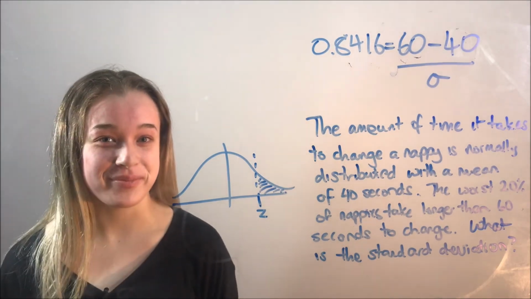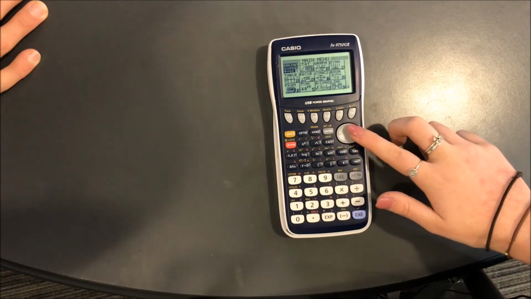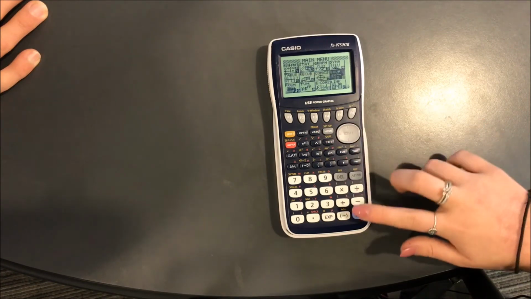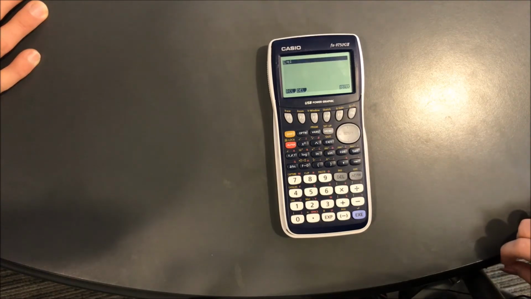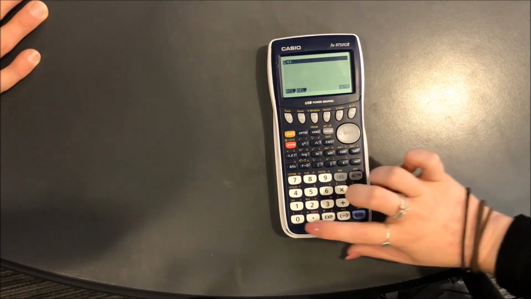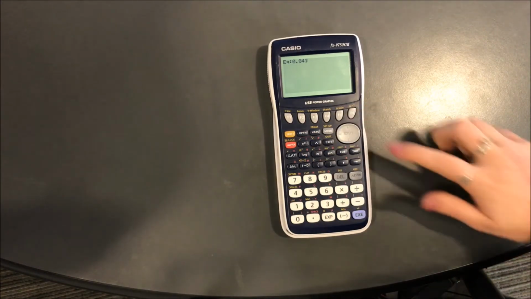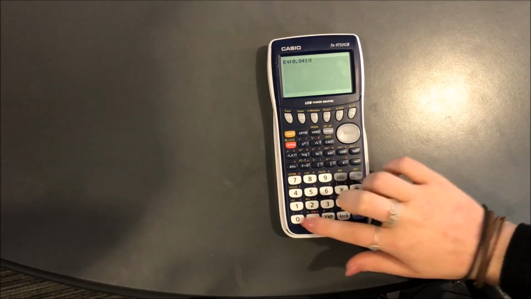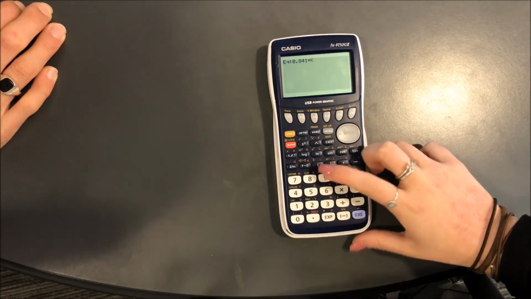To solve this equation, we go into the main menu, we go into equations, and solver. We can then type in the equation that we've got. So we've got 0.841 equals, which you get by pressing shift equals. Because we've got more than one thing happening on the top line of the fraction, we want to put it into brackets.